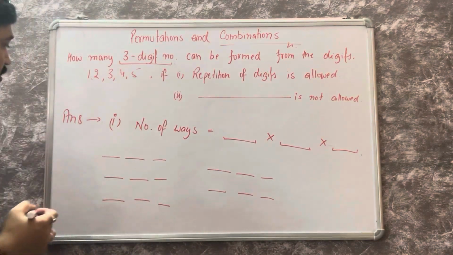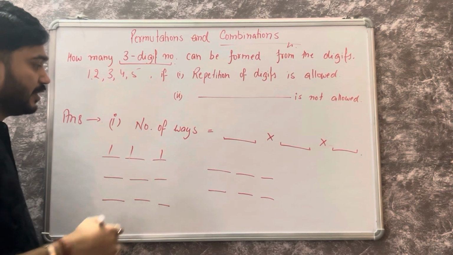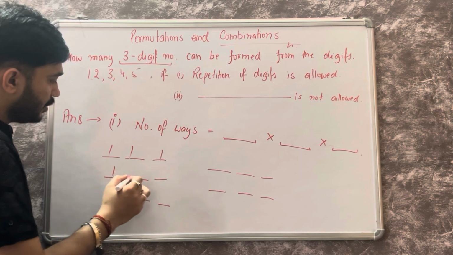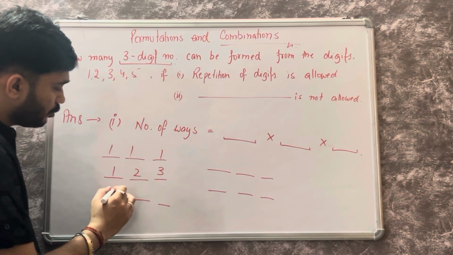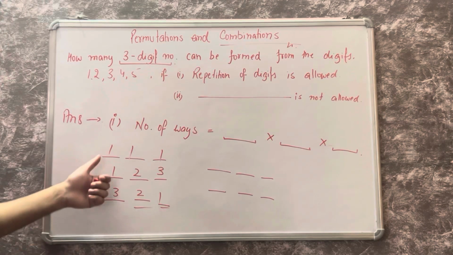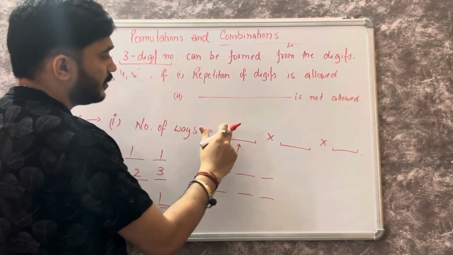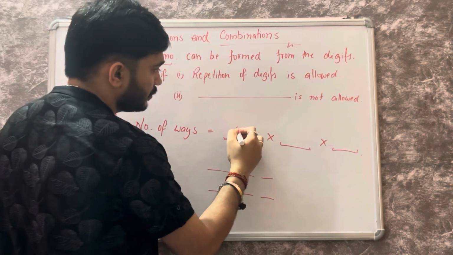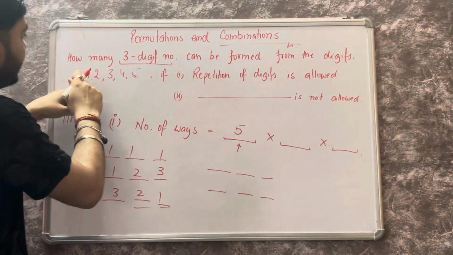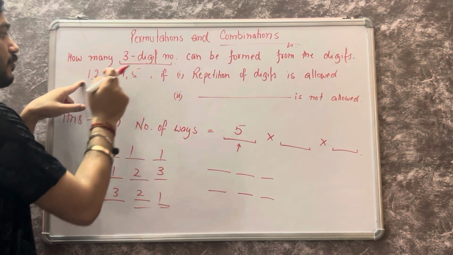Since the repetition is allowed, if you want to place 1 here, you can place 1 here and 1 here as well. You can place 1, 2 and 3 here. You can place 3, 2 or 1 here in any order. So look at the first one. How many digits can you place here? That is 5, because you can place any digit from this. You can place 1, 2, 3, 4 or 5.